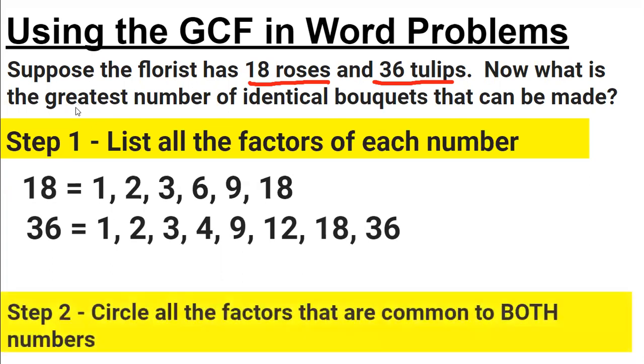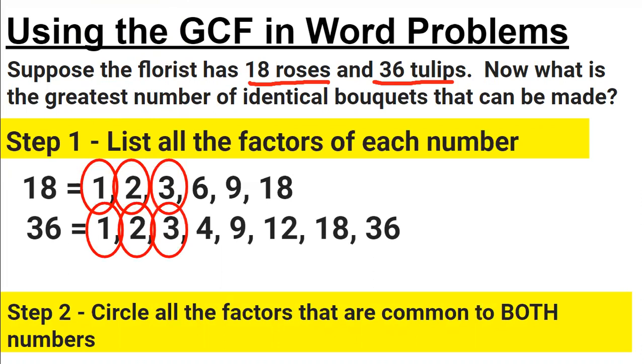Step 2, circle all the factors that are common to both numbers. So we're going to circle the 1s. We're going to circle the 2s. We're going to circle the 3s. We're going to circle the 9s. And we are going to circle the 18s. Correct.